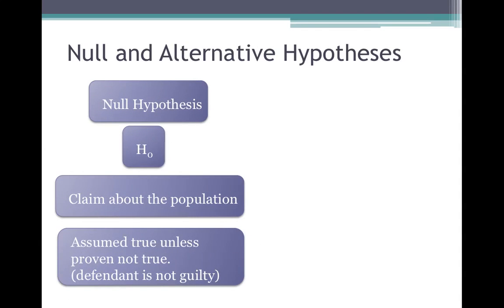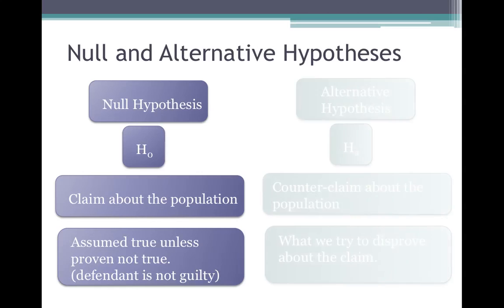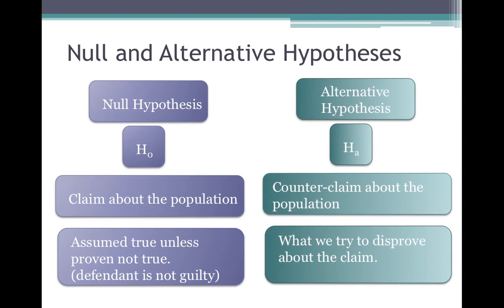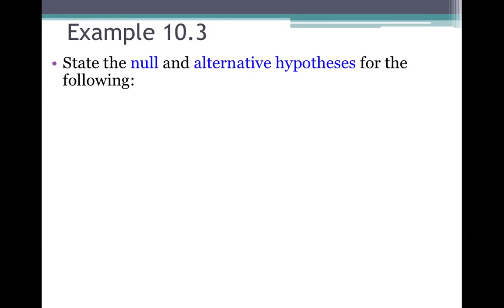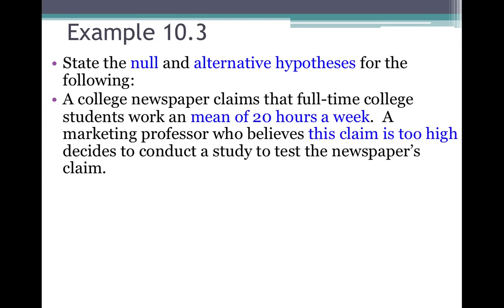So our null hypothesis, symbolized by H sub O, is a claim about the population, and it's assumed to be true unless proven not true. That's like saying the defendant is not guilty. So we make this assumption throughout the process. The alternative hypothesis, H sub A, is the counterclaim about the population. It's what we are trying to show, against the claim. So let's set up the null and alternative hypotheses for the following.